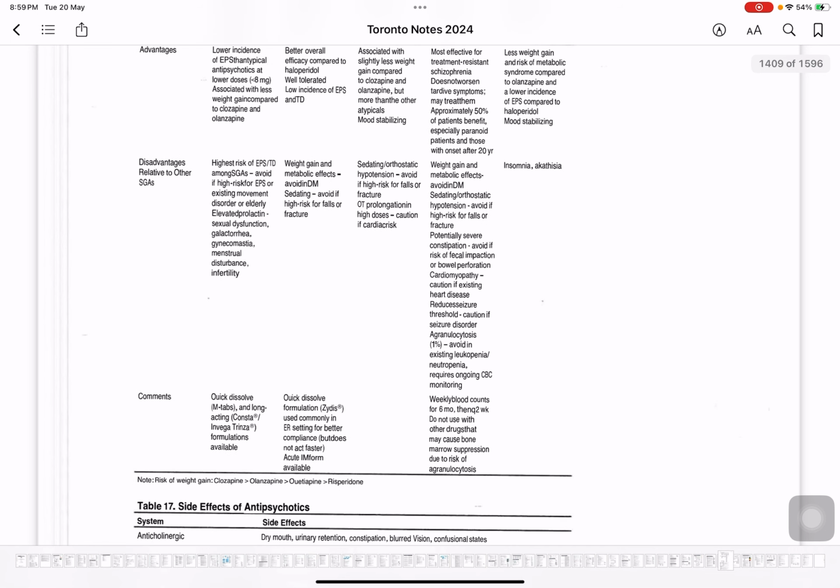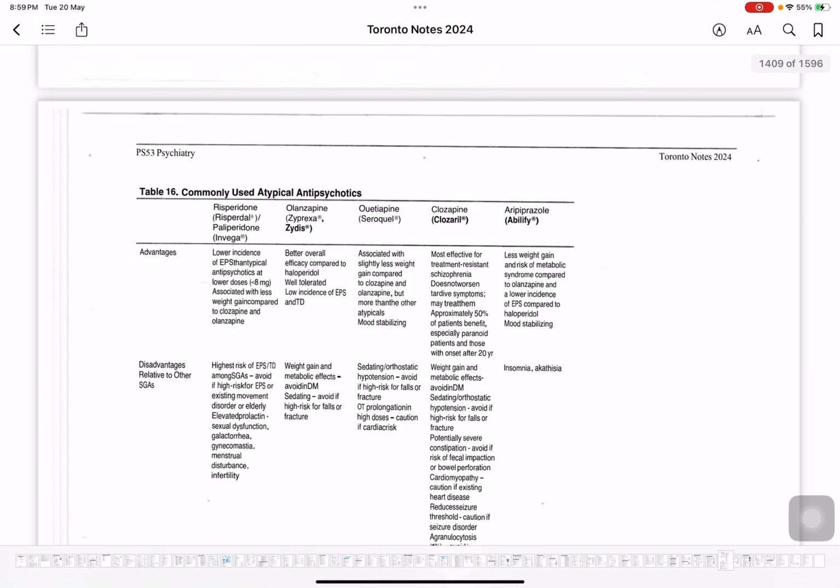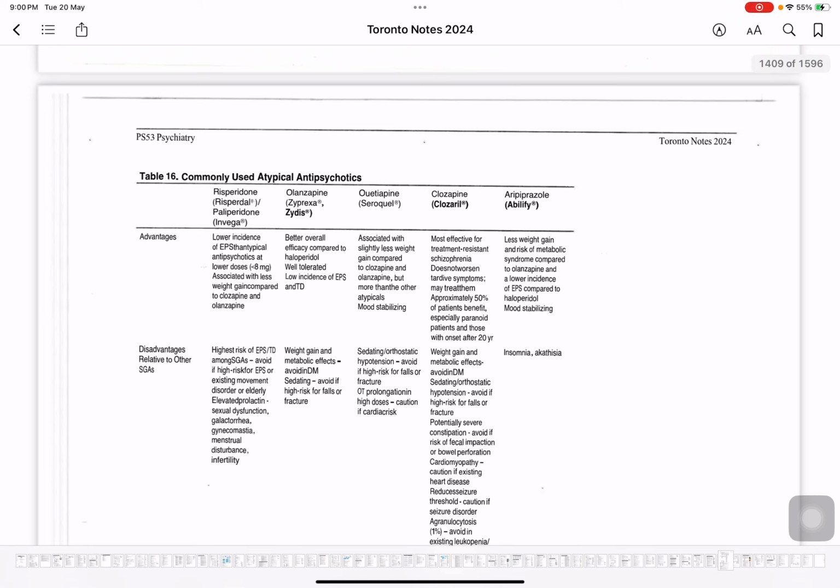Quick dissolve formulations are used commonly in the ER for better compliance. Acute IM form available. Not for you. Quetiapine is associated with slight weight gain compared with clozapine and olanzapine, but more than the other atypical mood stabilizers. So make a list: the most common one that causes weight gain and metabolic problems is olanzapine, then clozapine, then quetiapine. Okay, it is sedating and causes orthostatic hypotension.